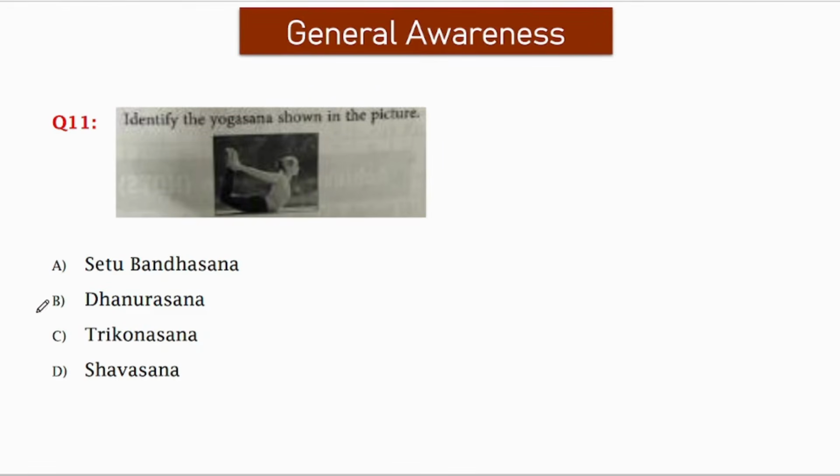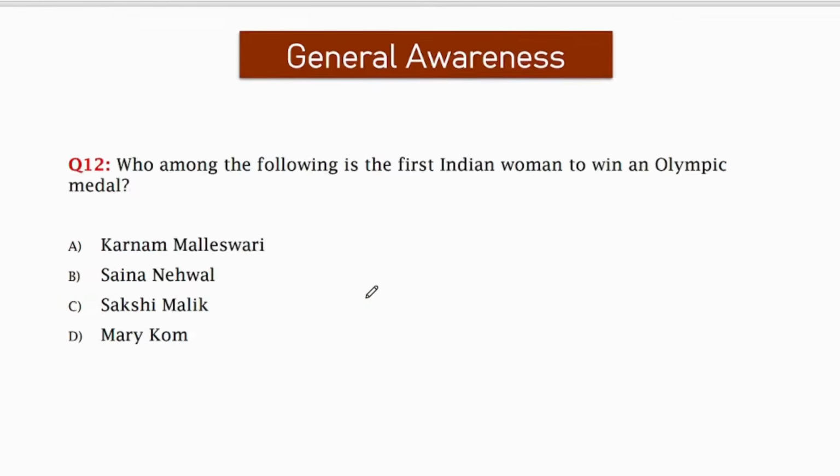Okay, so the right answer is Dhanurasana. Dhanush. This is also called bow pose. It looks like Dhanush, and then this will be the arrow. That's why it is Dhanurasana. In English, it is called bow pose. Okay, let's move on to the next question.